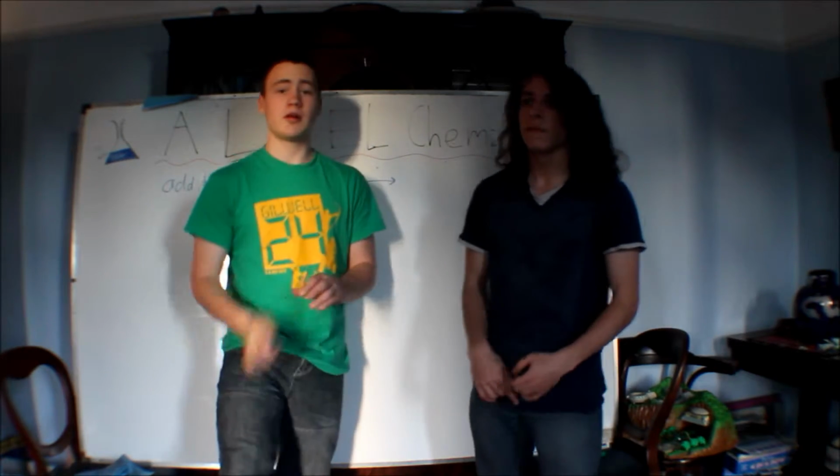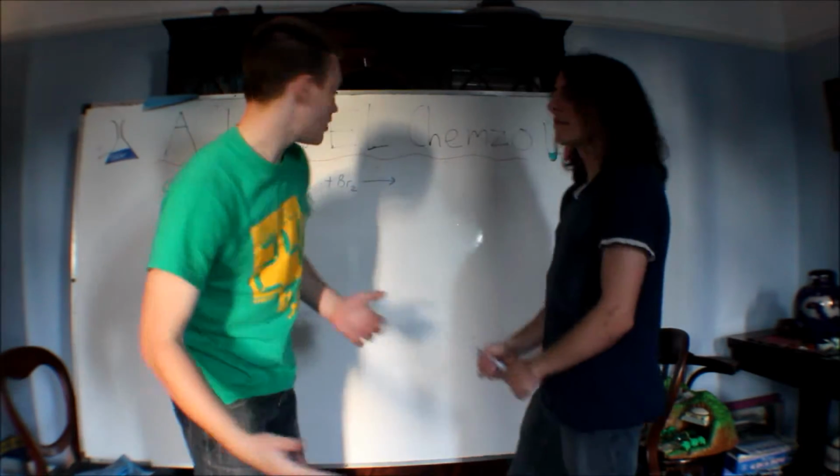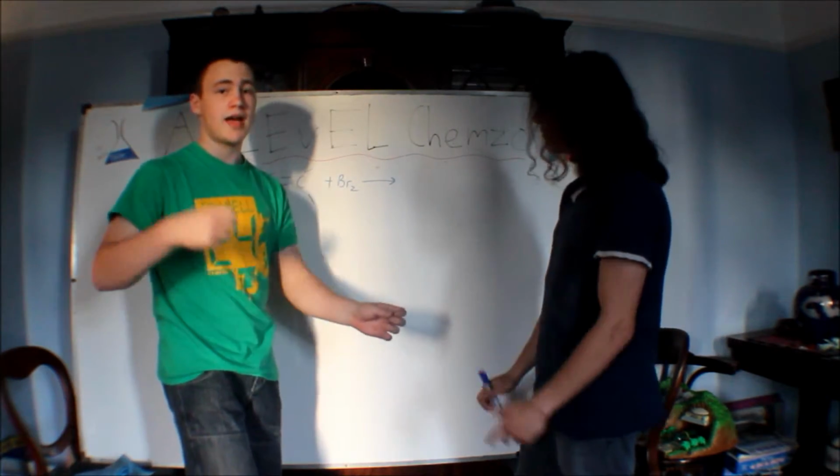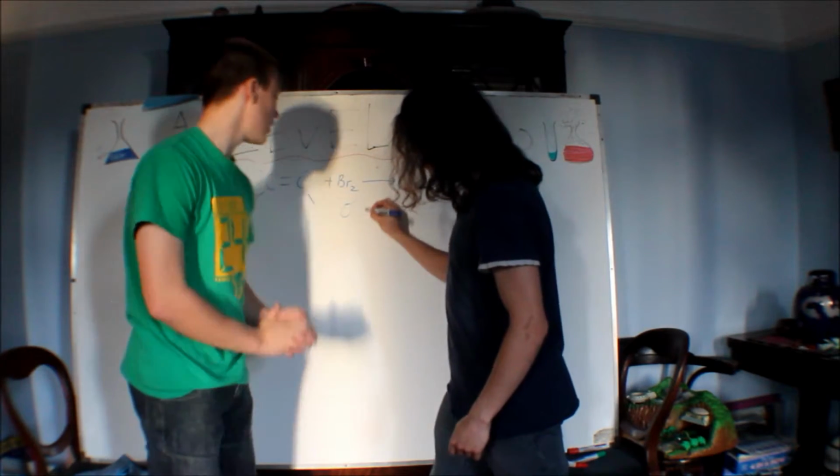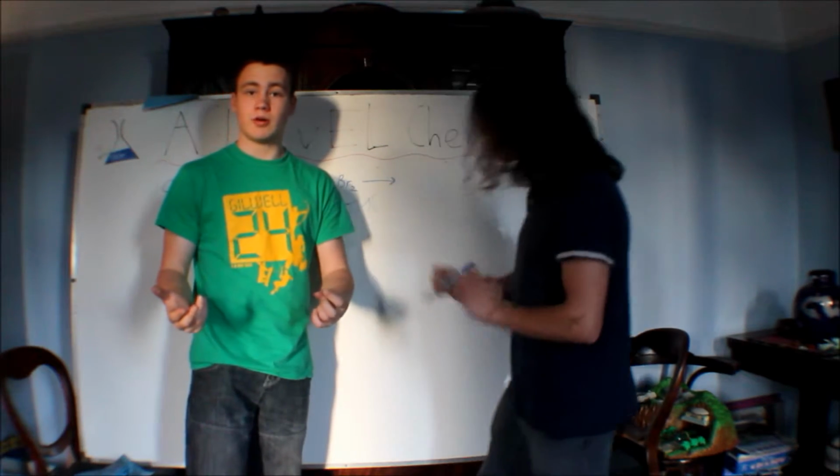So, Wayne, how do you do this? Well, Triv, the double bond is actually made of a sigma and a pi bond. This is something you need to know. Now, the sigma bond is what's in a single bond, so that's not broken.